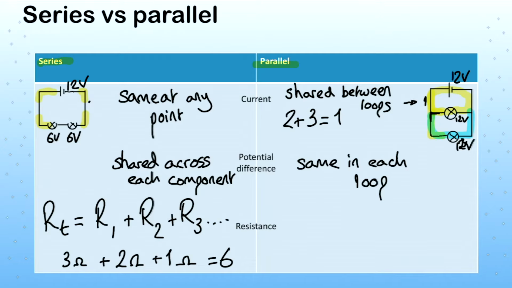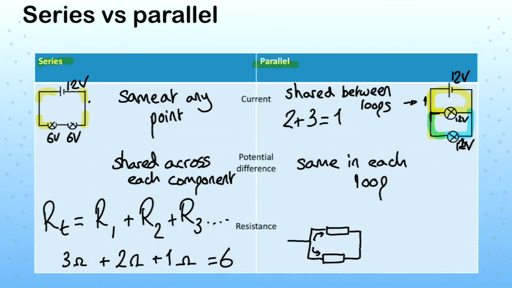But when it comes to a parallel circuit, what we're actually doing is providing an alternative pathway for our current to move through. So if we're adding an extra resistor in parallel, we're actually adding an extra option for current to move through. So we're actually making it easier.